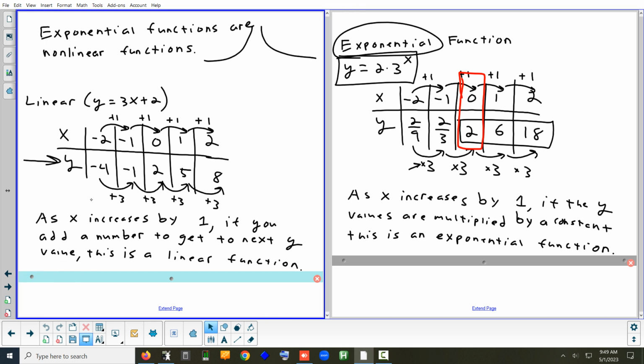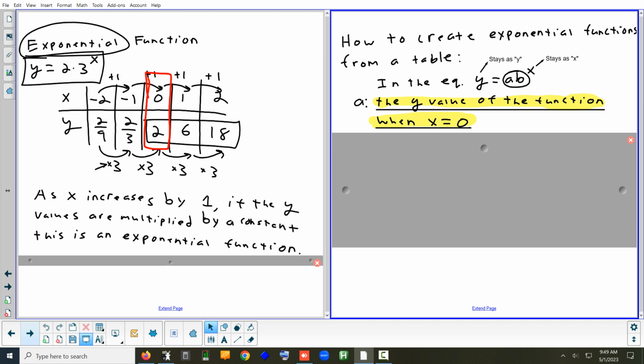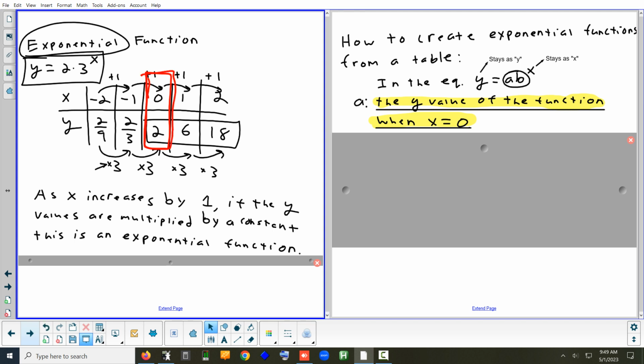Okay, so looking at this table, you look for the x value where it's 0, go down below it, and read off the number that's below. In this case, it's a 2. That means if we were going to write a formula for this table, the A value would be a 2. It's always the number that's below 0. That's how you get the A value.